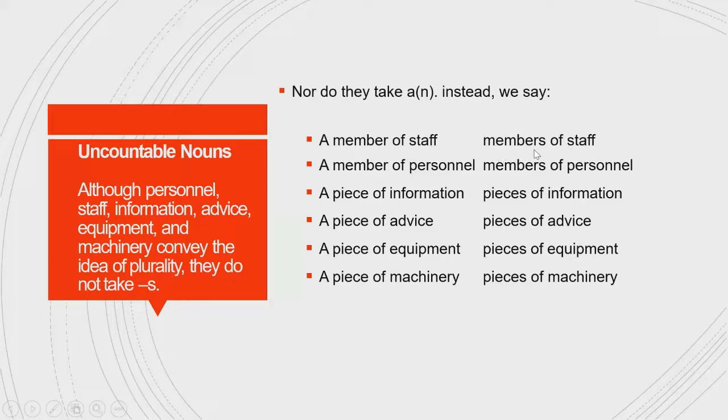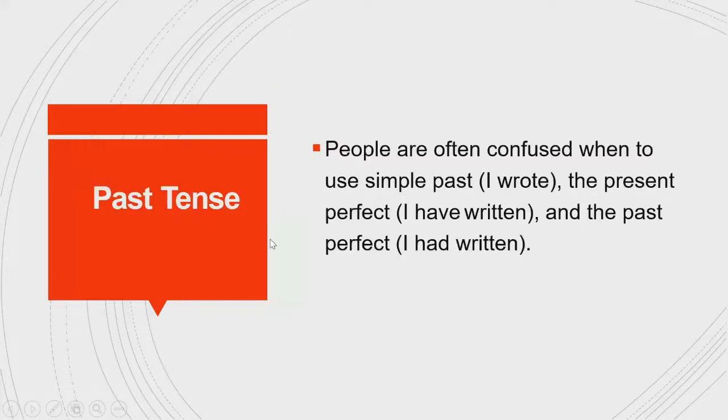Jadi a member and members, staffnya tetap without S ya. And then a member of personnel, kemudian members of personnel. A piece of information or pieces of information. A piece of advice, pieces of advice. A piece of equipment, and then pieces of equipment. A piece of machinery, pieces of machinery. There is no difference ya.